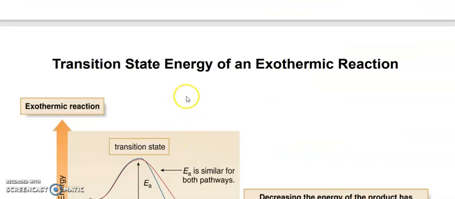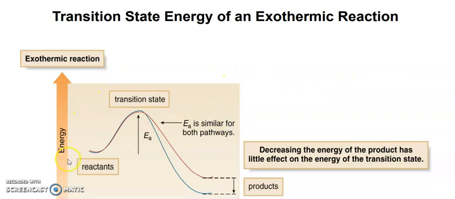Now, transition state energy of an exothermic reaction. In an exothermic reaction, you can see the energy increases. This is the reactants, the transition state, and the difference in this energy is the activation energy, which is similar for both pathways. This is the activation energy and this is the difference in the energy of the products. So decreasing the energy of the product has little effect on the energy of the transition state.